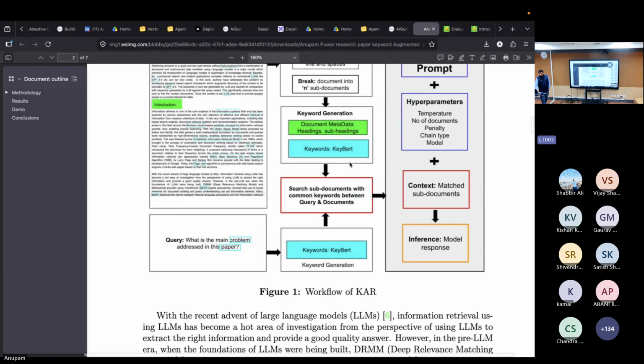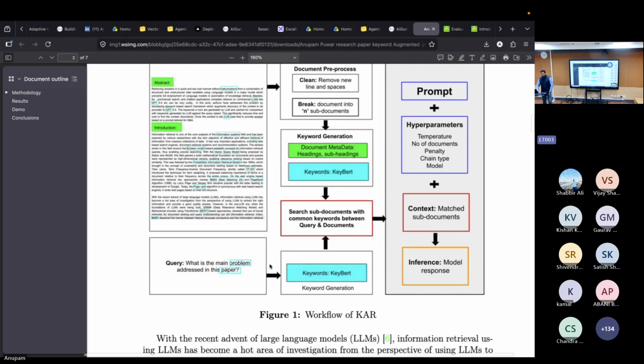So for the query also, you again find out keywords from the query, using the KeyBERT small language model, and then you compare the overlap of keywords, and you can put a threshold there, that okay, 2 keywords match, 3 keywords match. Based on that you identify what is the context, then you put the prompt, have all these hyperparameters, and then give it to the model to respond.